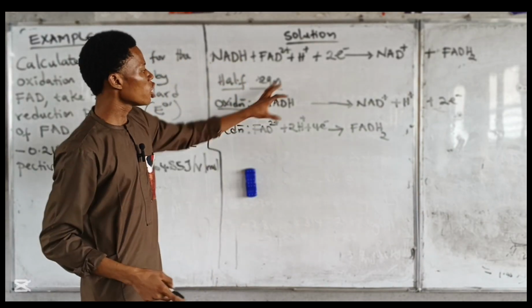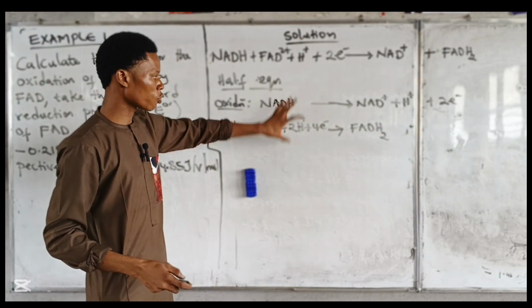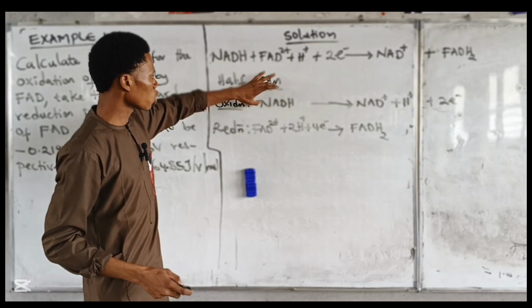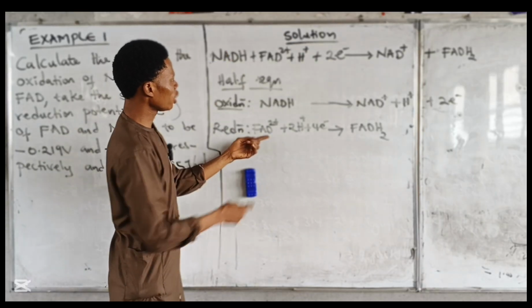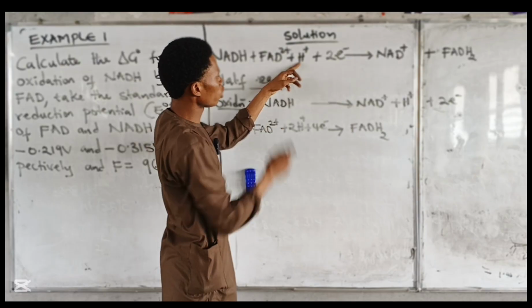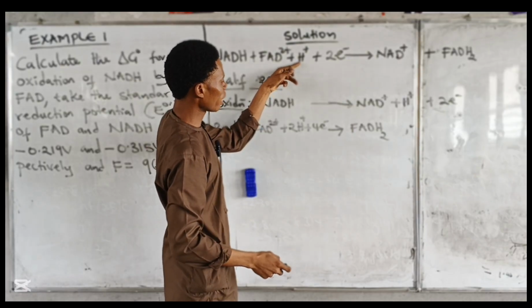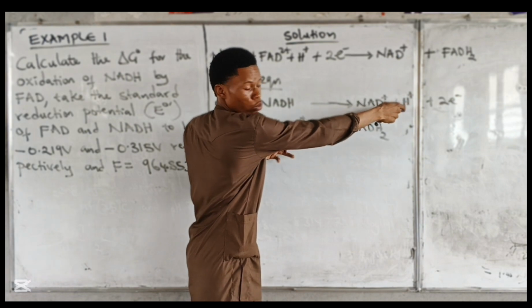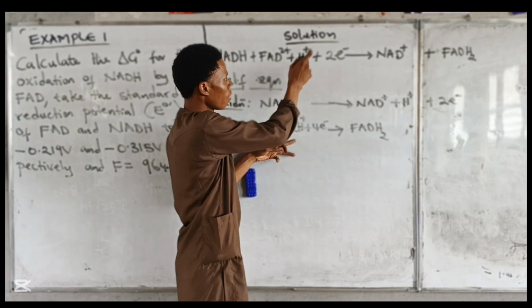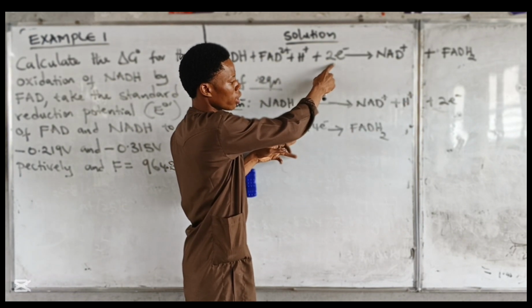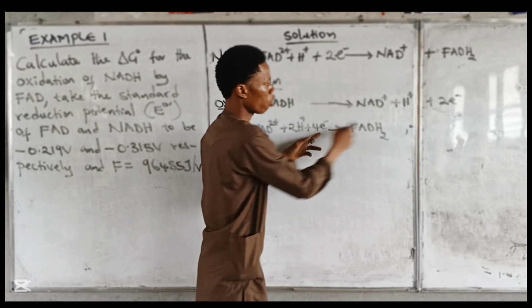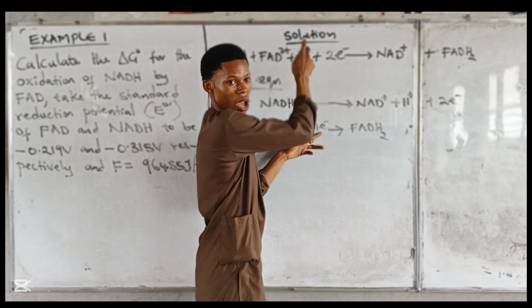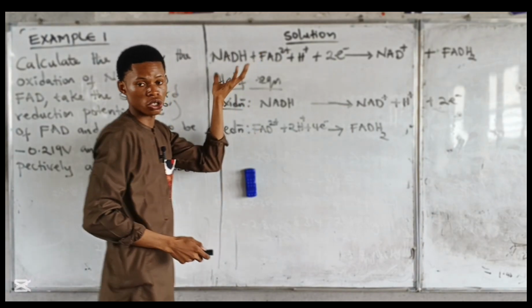Now check. If we want to get the overall equation from these two, we will still get it. Because NADH, FADH2. How many hydrogen ions do we have here? 1, right? How many do we have here? But 1 is on this side. So this 1, we cancel 1 here. And we'll have this one. How many electrons do we have here? How many do we have here? 4. These 2, we cancel 2 here. We'll have this. So we still see we'll have our overall equation.